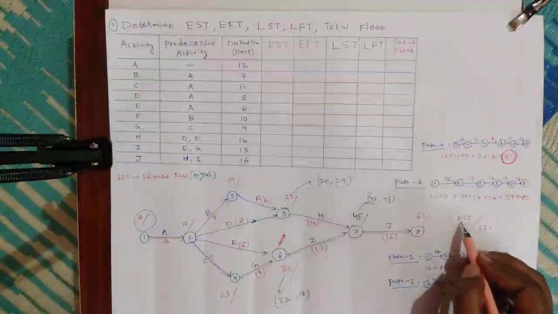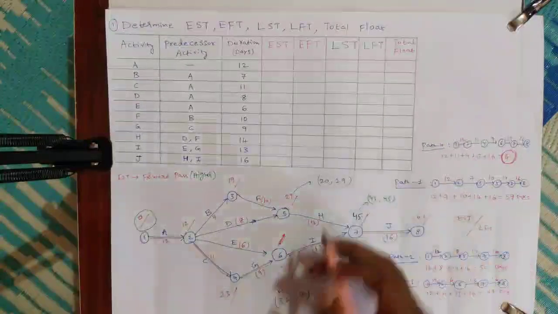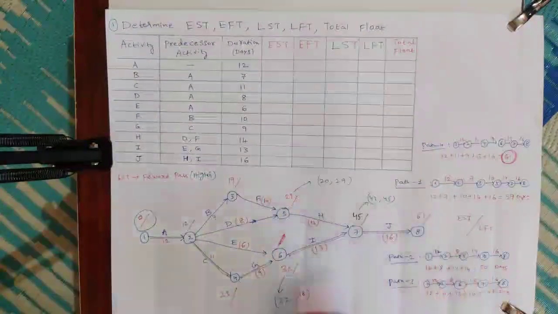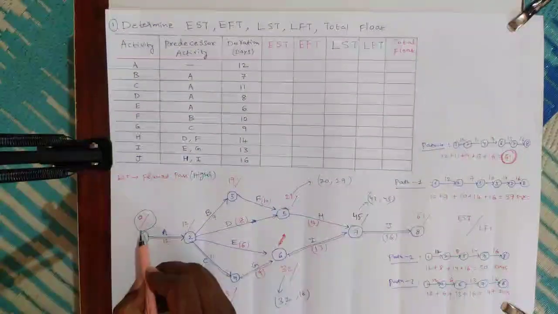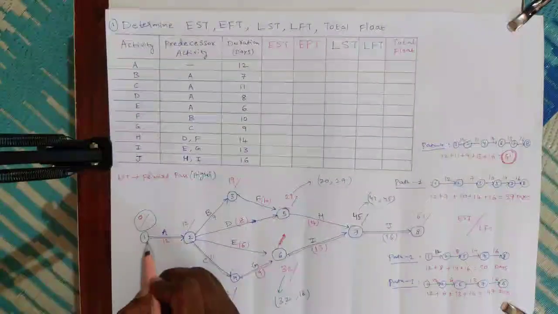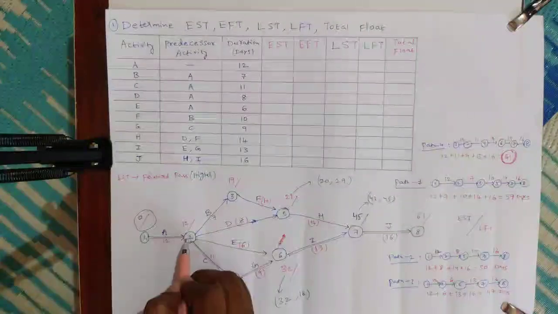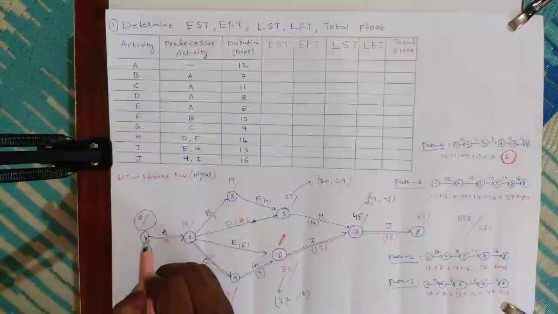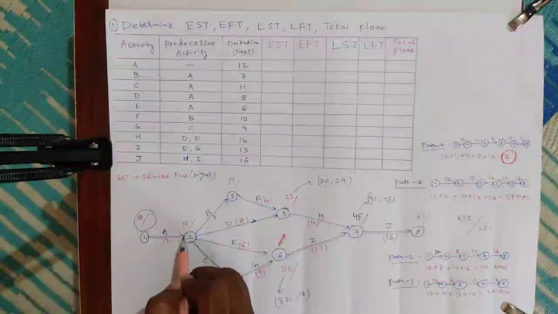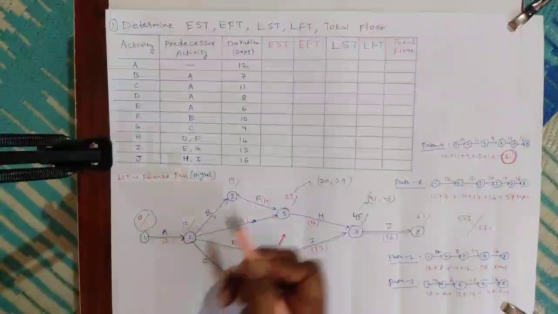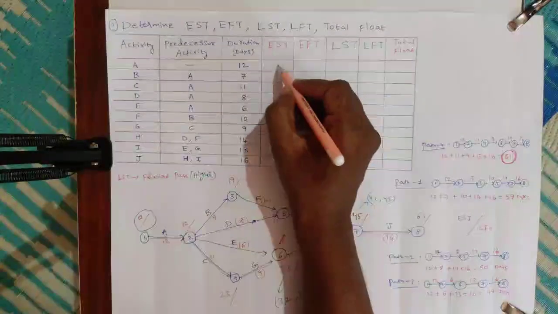These are ESTs. We have completed EST. We will draw EST here. First, for activity A, EST is earliest start time. Start means here: for an activity, this is the start, this is the finish. This arrow is there; the tail is the start, and the head of this arrow is the finish. So for activity A, earliest start time is this value, that is 0.